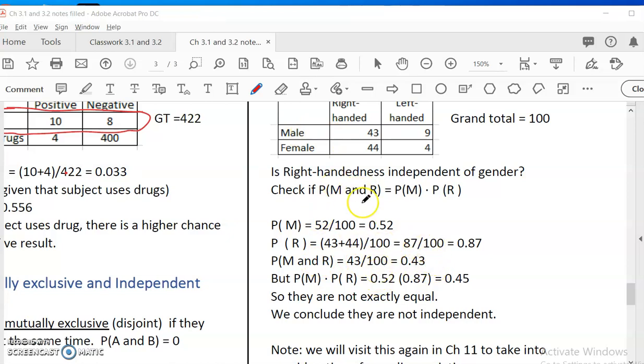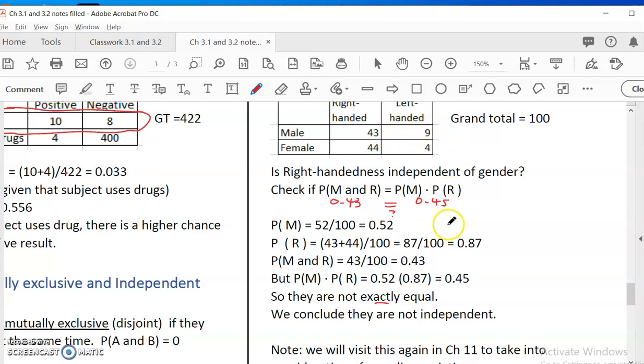So let's check. On the left-hand side, the probability of male and right-handedness is 0.43. On the right-hand side is the probability of male times the probability of right-handedness. That means these two numbers, 0.52 times 0.87, is 0.45. They're quite close, right? But are they equal? Strictly speaking, they're not equal. So if they're not exactly equal in the probability sense, they are not independent. They do affect each other. Maybe there is a higher chance for, I think, males to be right-handed.